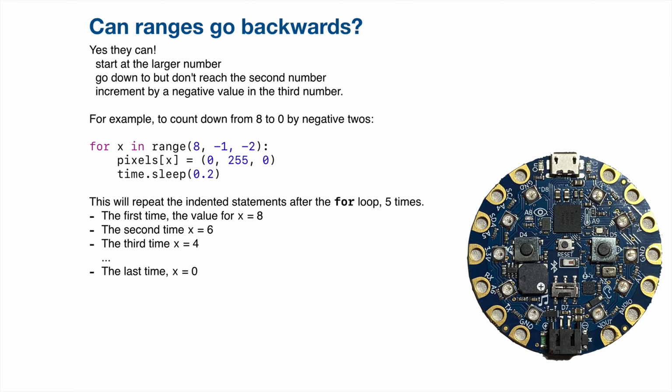What about if we wanted to go in the other way? Can we go backwards? We absolutely can. Again, the first value that we have here in our example is 8. Then we're going to go all the way down to, but we're never going to reach -1. So that means we're going to stop at 0, and -2 is the number that we go down by. So let's give that a shot. We'll start off at 8, 6, 4, 2, and 0. Let's try them both out.